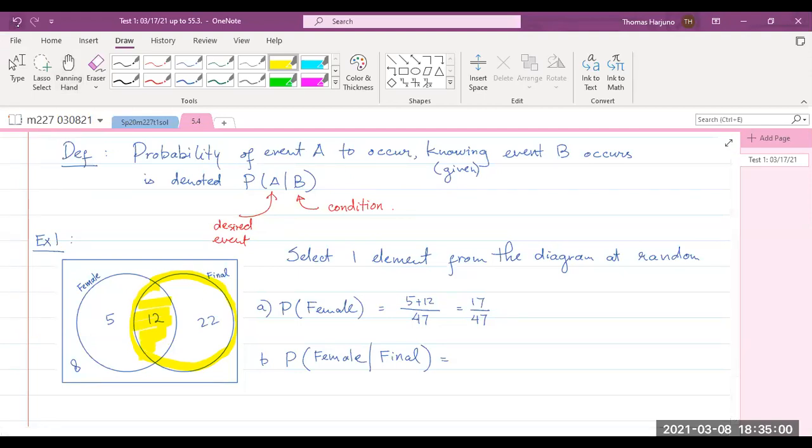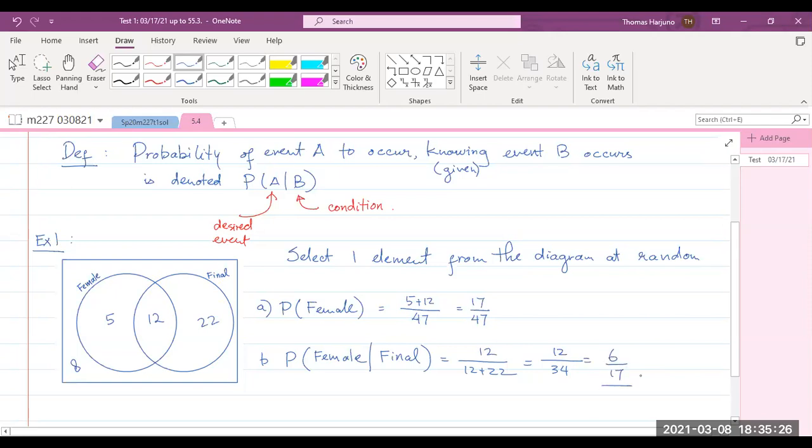Now we usually do the denominator first. How many people took final? 12 plus 22. There were 34 people taking final. Now, of those 34 people, how many of them female? 12. So this will be 12 over 34, which we can reduce. Or you can change it to decimal also, either way.